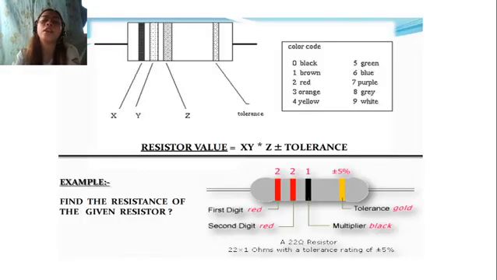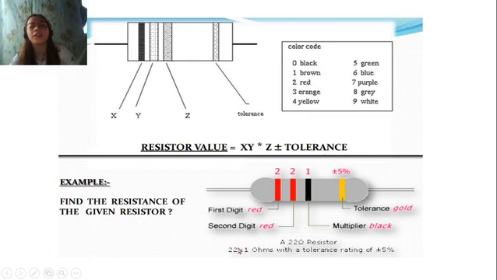So, we have the resistor value to solve our resistor value. So, these are the different parts aton nga resistors. We have the X band, Y, Z, and then the tolerance. So ang color code ni ara 0 for black, 1 for brown, 2 for red, 3 for orange. So ang value yan na 4 for yellow, and so on. So magkuha kayo sa resistor value, we have the X and Y nga band, i-multiply sa Z, then plus minus the tolerance.